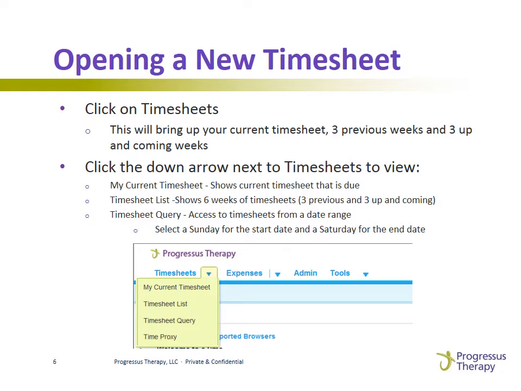Opening a new timesheet. Click on Timesheets. This will bring up your current timesheet, 3 previous weeks, and 3 upcoming weeks. Click the down arrow next to Timesheets to view My Current Timesheet, which shows the current timesheet that is due. Timesheet List shows 6 weeks of timesheets, 3 previous and 3 upcoming. Timesheet Query, access to the timesheets from a date range. Select Sunday for the start date and Saturday for the end date.